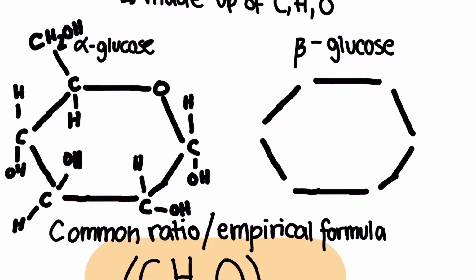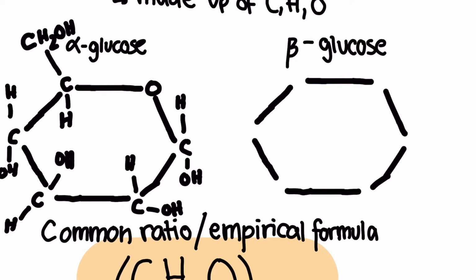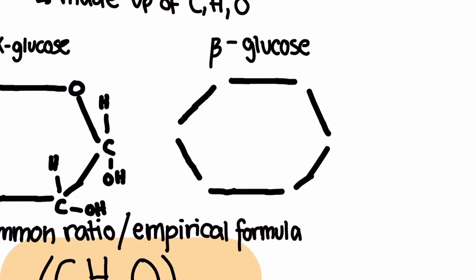And beta glucose has a very similar structure to alpha glucose, but it's just slightly different in terms of the orientations of the hydrogen and the hydroxide molecules. So here, actually, the first carbon also has a flipped hydrogen and hydroxide. So the hydroxide here is on the top and the hydrogen's on the bottom.